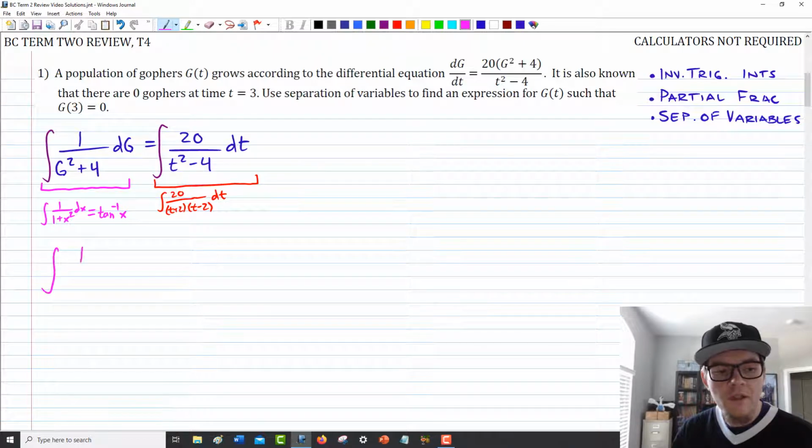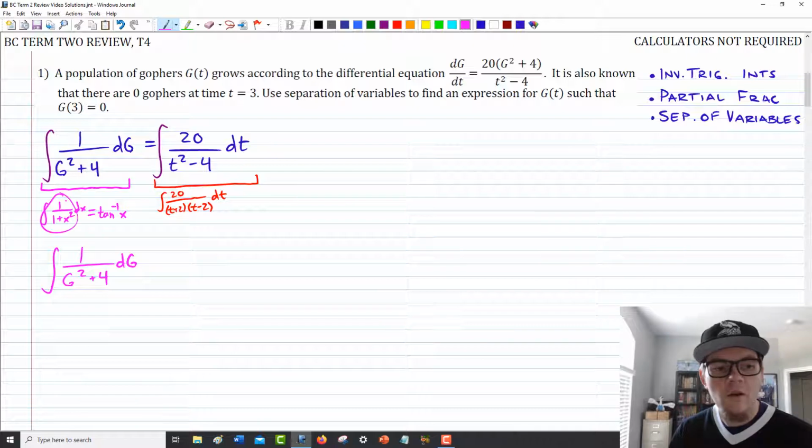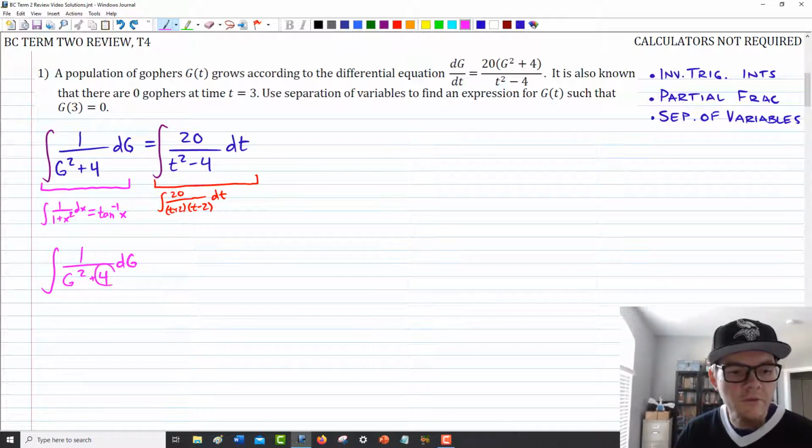So I'm going to focus first on the integral of 1 over g squared plus 4. Now using the strategies I use, I want to make this look like 1 plus something squared. That's my goal. It's my destination. It's my purpose here. So unfortunately, that 4 stands in the way.